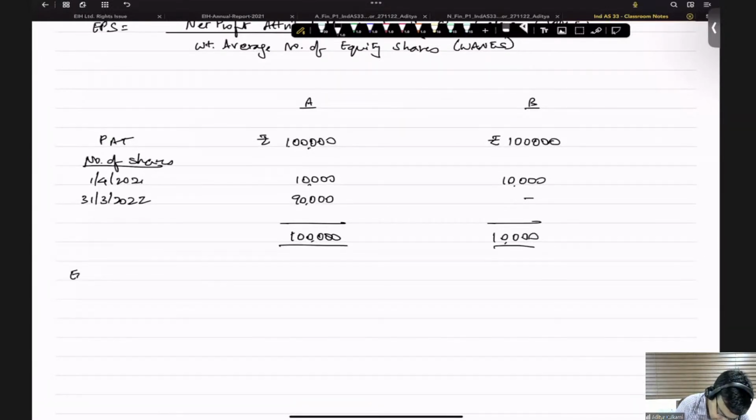EPS in this case is PAT divided by number of shares. So that comes to ₹1 for A, and this comes to 1 lakh divided by 10,000. This comes to ₹10 for B. Am I right? Yes, I'm right. So that takes care of the calculation per se.